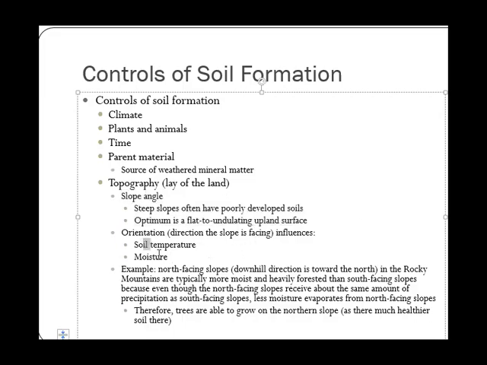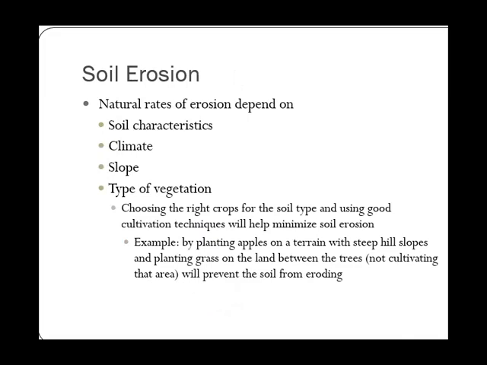Orientation is also relevant. Temperature, moisture, these are all things that we discussed that are relevant. North-facing slopes, for example, and this is just one example, are more likely to be moist and heavily forested than south-facing slopes for a very simple reason. The sun is in the southern sky, at least in the northern hemisphere in the United States, and so if the sun beats down, then it's going to evaporate more of the water. Whereas in the north-facing slopes, where the sun is not beating down on it as much, the water doesn't evaporate as much. If the water doesn't evaporate as much, it's more able to affect weathering and the development of soil in general.